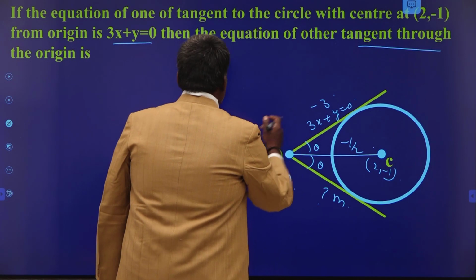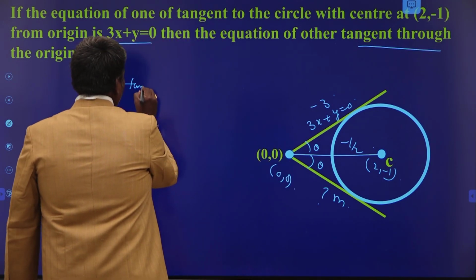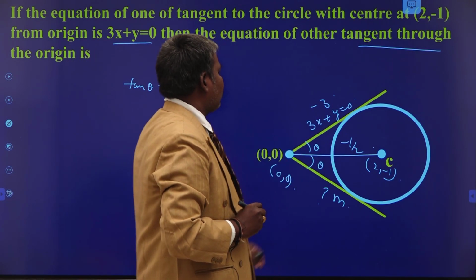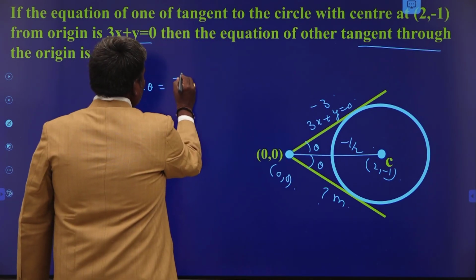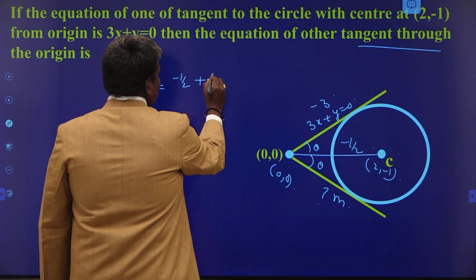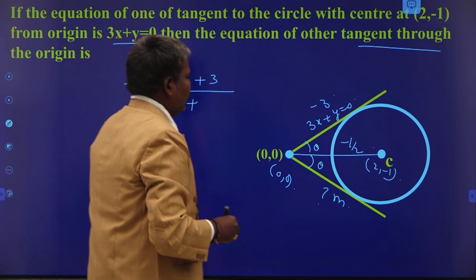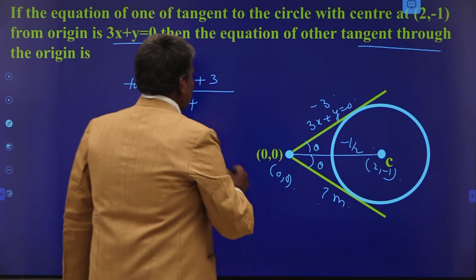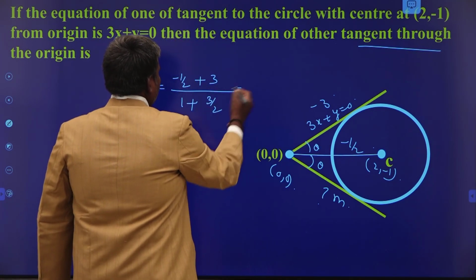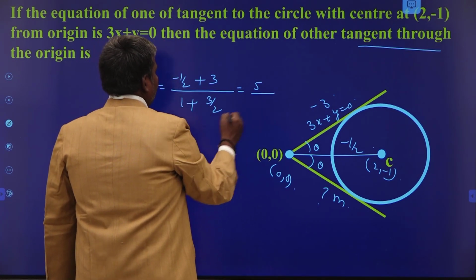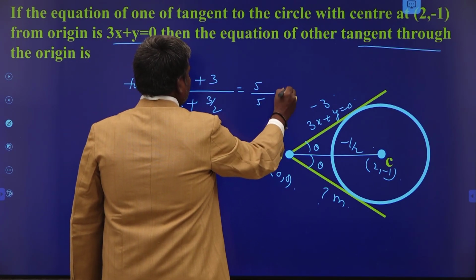So first, tan theta is what now? Tan theta is equal to y2 minus y1 by x2 minus x1. That is minus 1 by 2 plus 3 by, using m1 minus m2 by 1 plus m1 m2, that is 3 by 2. Minus into minus is plus, that is 3 by 2. What is that now? 5 by 2 by 5 by 2. That is 1.